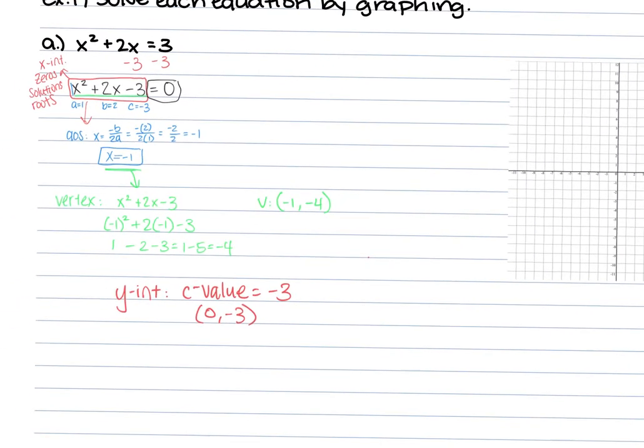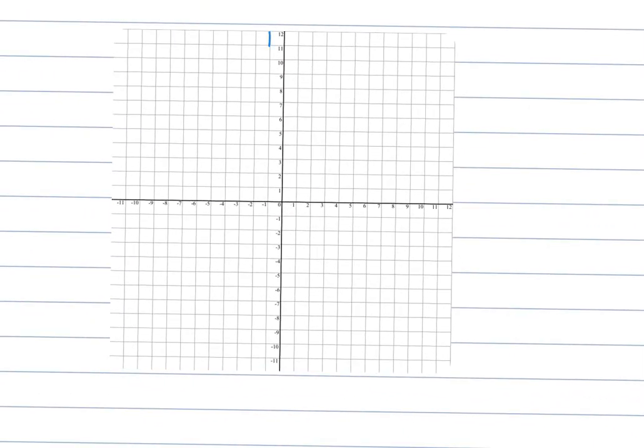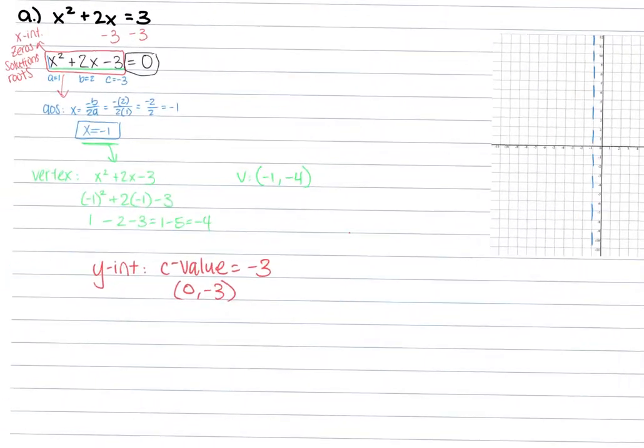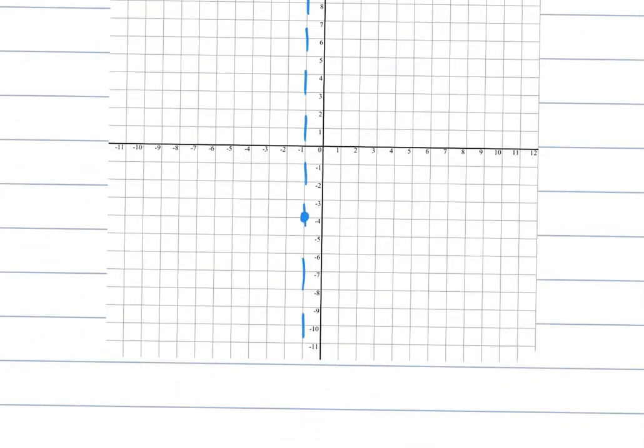So once we apply all of this to our graph, we're going to get an idea of what our graph is going to look like. So an axis of symmetry down x equals negative 1. All right, and then once we put that, our vertex is at negative 1, negative 4. And then once we have that, we know that our y-intercept, where it crosses the y-axis, is at negative 3. So there's a point right here.